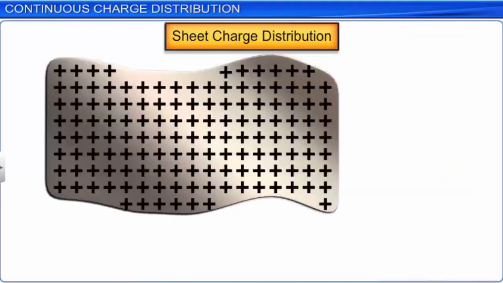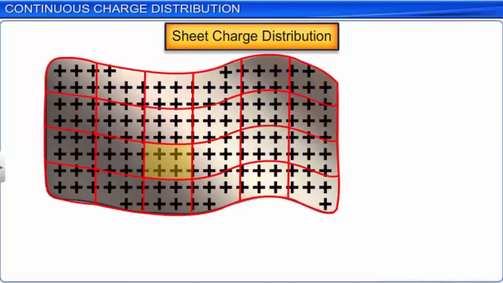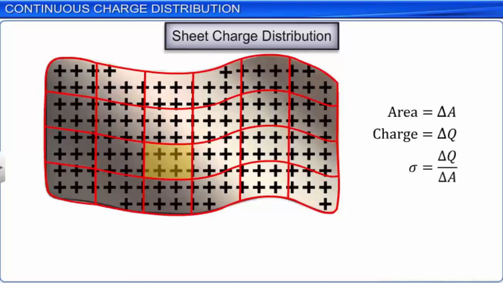Now let us consider a sheet of charge carrying a total charge Q on a surface area A. In such situations, the electric field strength at an imaginary point P can be calculated by assuming the charge distribution to be divided into infinitesimally small areas, each having an area delta A and charge delta Q. Surface charge density, sigma, is the charge per unit surface area. Therefore, surface charge density for an individual surface element is expressed as sigma is equal to delta Q by delta A. It is a scalar quantity measured in Coulomb per meter square in SI unit.